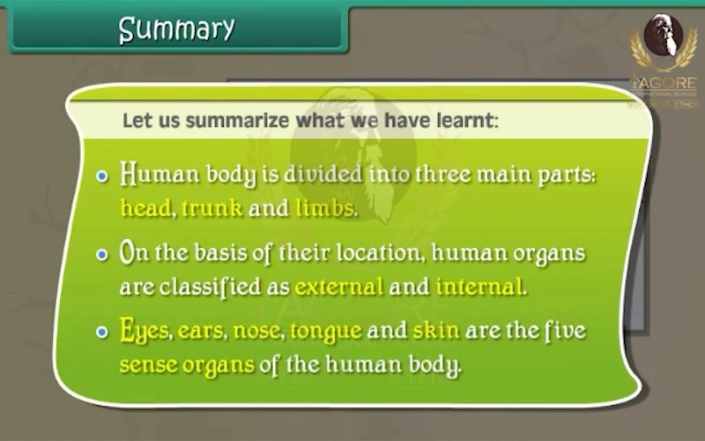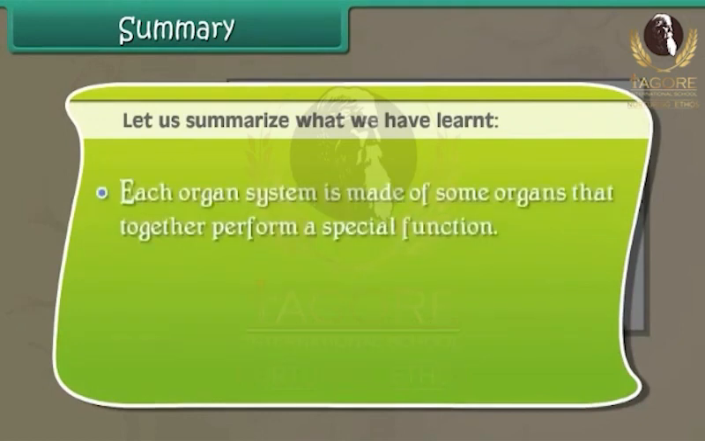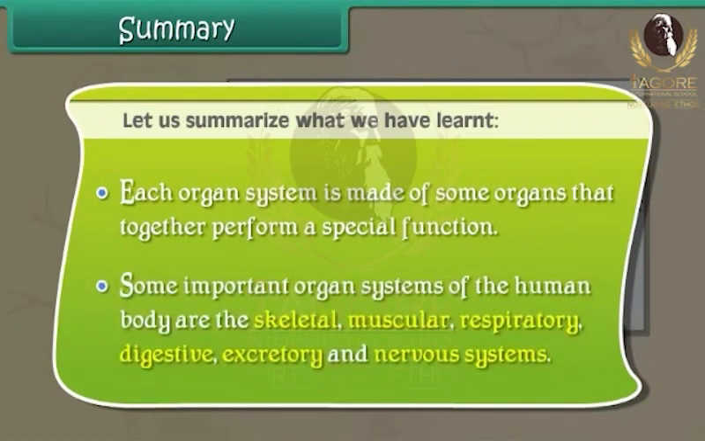Eyes, ears, nose, tongue, and skin are the 5 sense organs of the human body. Each organ system is made of some organs that together perform a special function. Some important organ systems of the human body are the skeletal, muscular, respiratory, digestive, excretory, and nervous system.